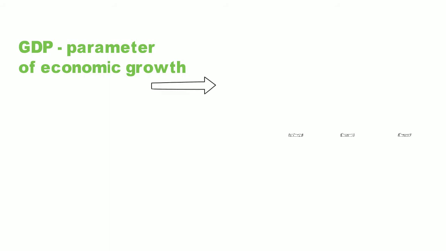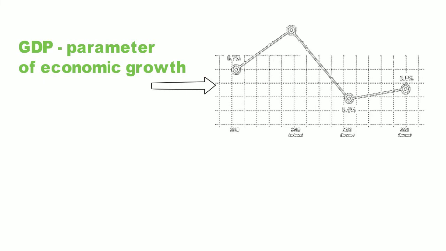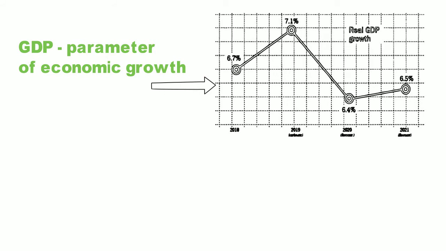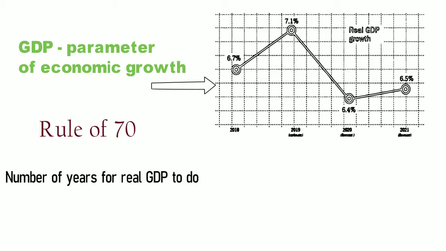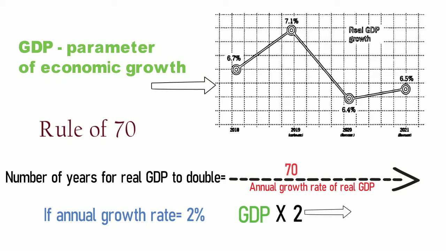The growth rate of real GDP is actually calculated annually. Here, we are concerned with long-run growth. So, let's see how the annual growth rate of real GDP is related to the long-run growth rate. To understand this relationship, economists generally use a rule called the Rule of 70, which mathematically looks like this. The number of years for real GDP to double is equal to the ratio of 70 and the annual growth rate of real GDP. For example, if the annual growth rate of any country is 2%, it takes 35 years for that country to double its GDP.